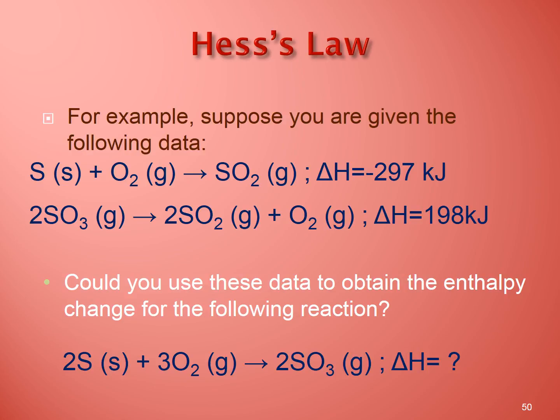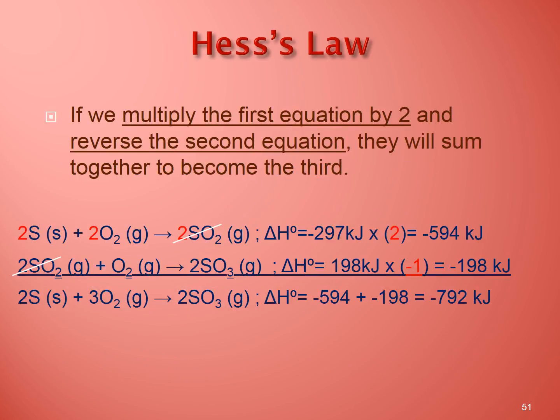All right, I think it's on the next slide. Okay, so see that I took the first equation and I doubled it. So I doubled the delta H. So now it's negative 594 for that reaction. And then I took the second reaction and I just flipped it. So now the 2SO2 plus O2 are on the left and the 2SO3 are on the right. The sign changes, and so now it's negative 198.